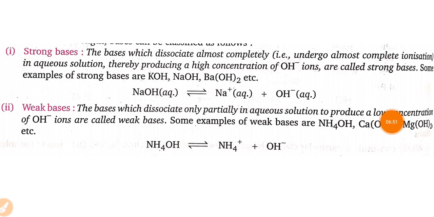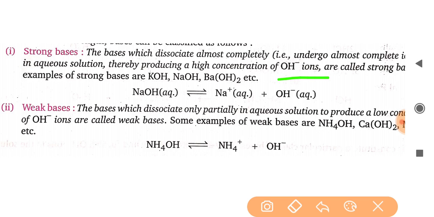Now, if you talk about strong bases, the bases which dissociate almost completely, that is, undergo almost complete ionization in aqueous solution, thereby producing a high concentration of OH ions, so their concentration will be high, are called strong bases. Examples of strong bases are KOH and NaOH. NaOH dissociates into Na plus and OH minus in aqueous solution. So you can see here a hydroxide ion is produced. This hydroxyl ion will be denoted by OH minus.